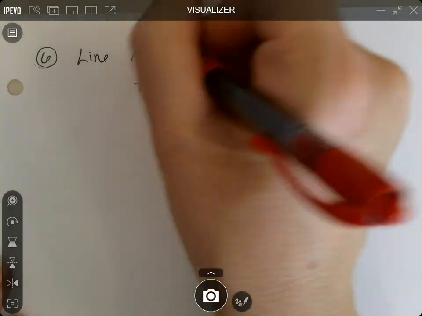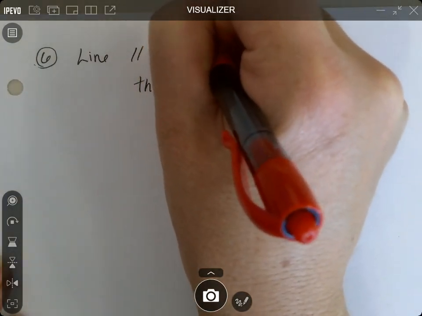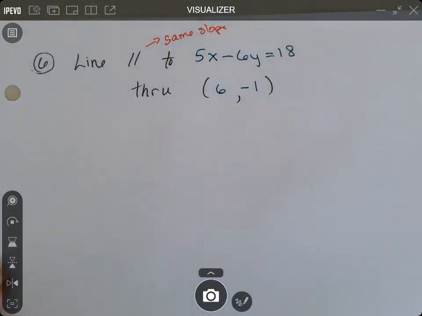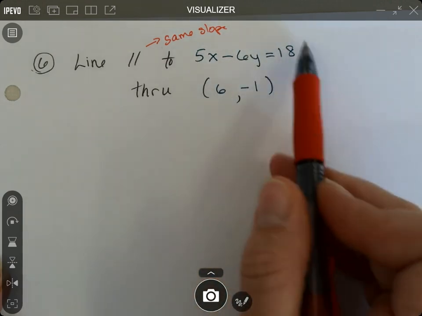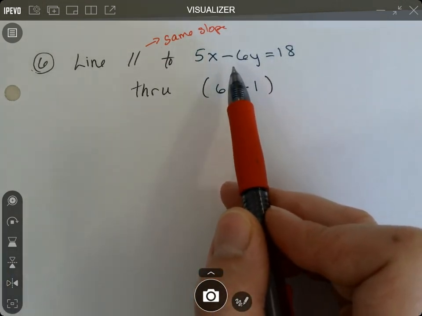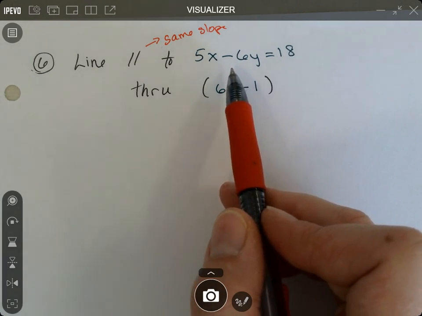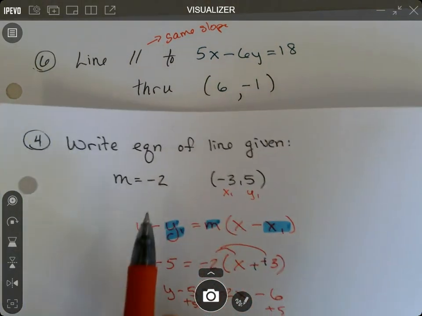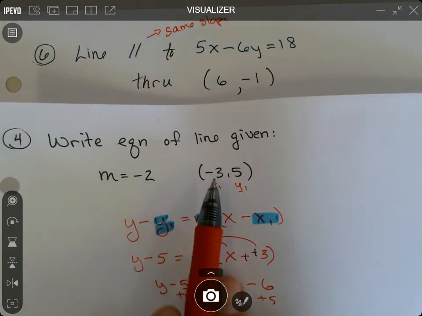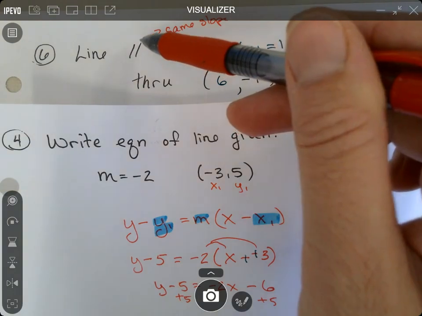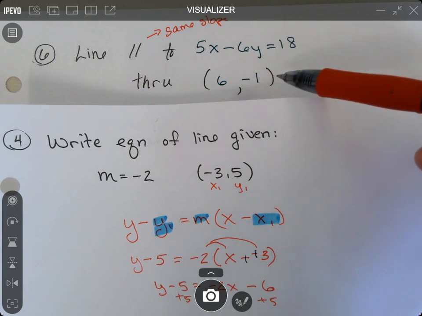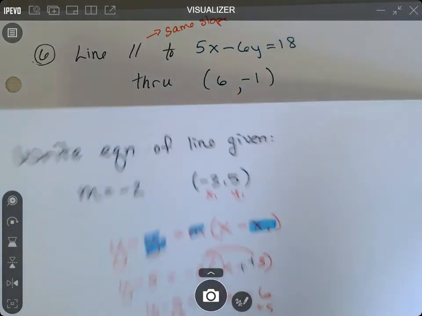Same slope. Okay, so if I want a line parallel, then I want to find the slope so I can use it. Do you know the slope of the line that I gave you? No, because this is in standard form, so what do I need to do? Solve for slope intercept form. Okay, so this is the same problem as this guy, but here I gave you slope and a point. Here I'm making you use the relationship to this line being parallel to find the slope, and then use your point.